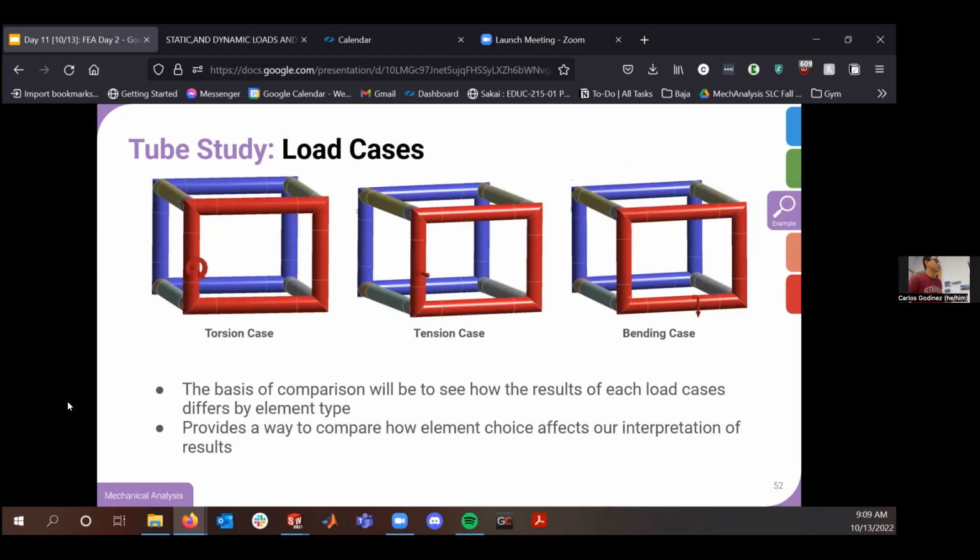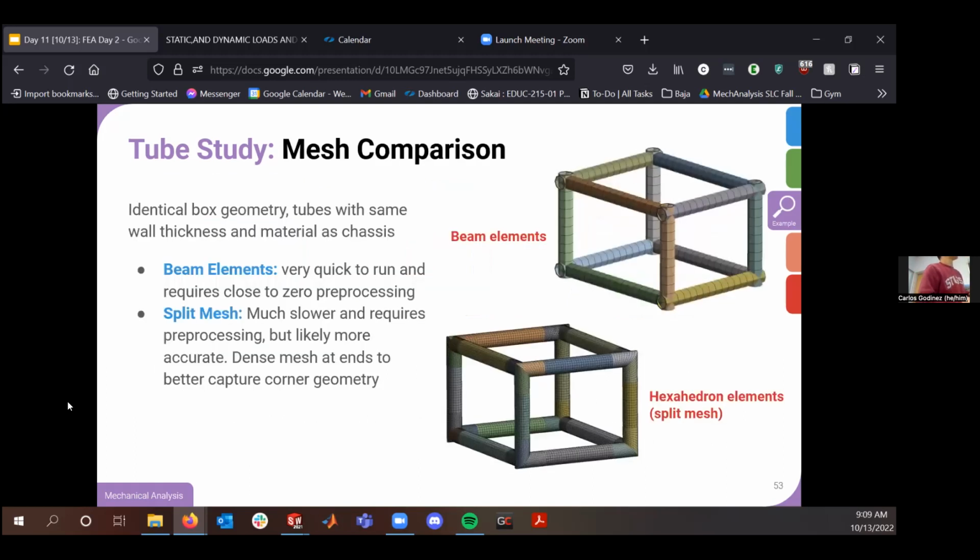So for the different loading conditions, we basically took three boxes of the exact same geometry and put them in different loading cases to compare beam versus shell elements. This gives us a basis of seeing what is considered more stiff than the other. So you can see these are the meshes for the two different boxes when it comes to beam versus quadrilateral elements.